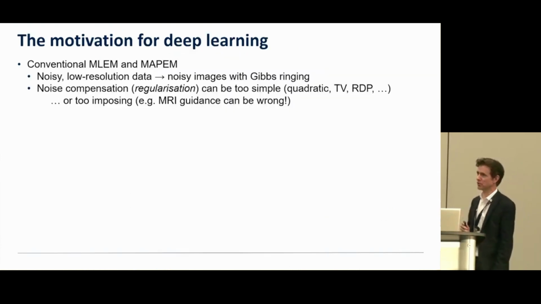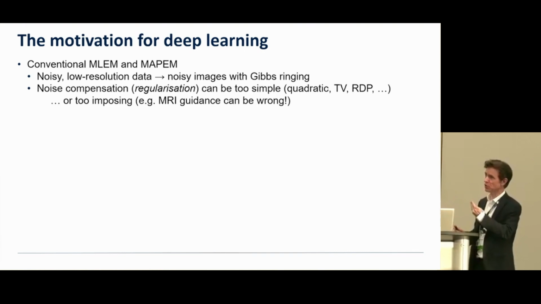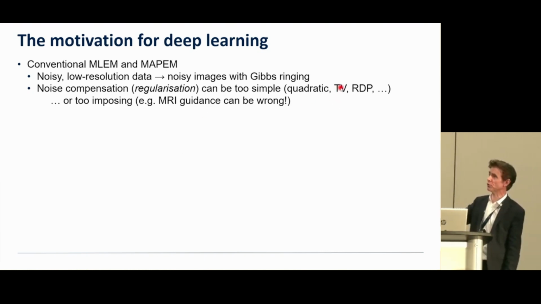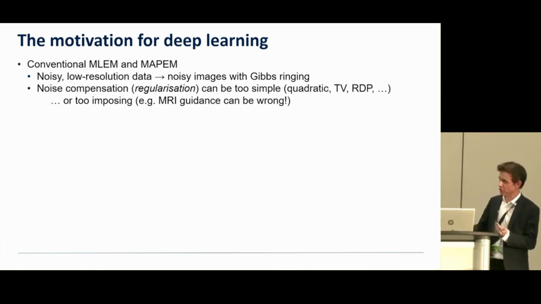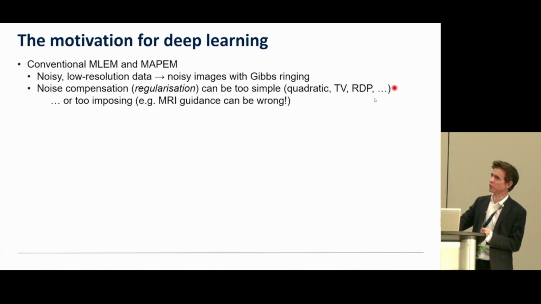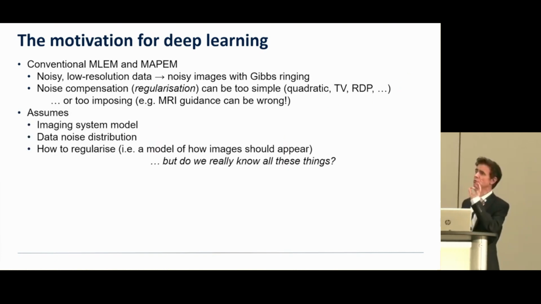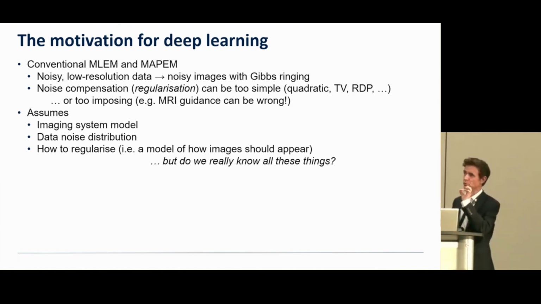So that motivates us then to get into deep learning, because with those conventional methods, either we're dealing with noisy data, giving rise to noisy images with MLEM, or we're compensating for noise with MAP-EM regularization, but that regularization can often be too simple. For example, doing a quadratic, total variation, or relative difference prior. These are not very dramatic regularizers. They're rather simple, we could say. Or we go to the other extreme and start to impose MR information, and that MR guidance, as we've just seen, could be wrong. So those conventional methods are assuming we know the physics model, assuming we know the data noise distribution, and crucially, they are assuming we know how to regularize.